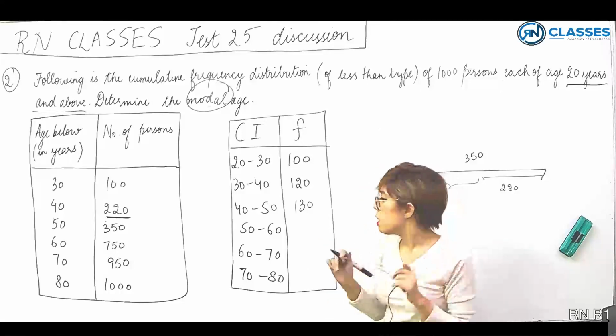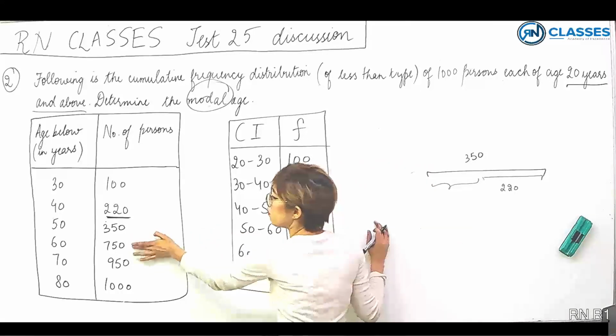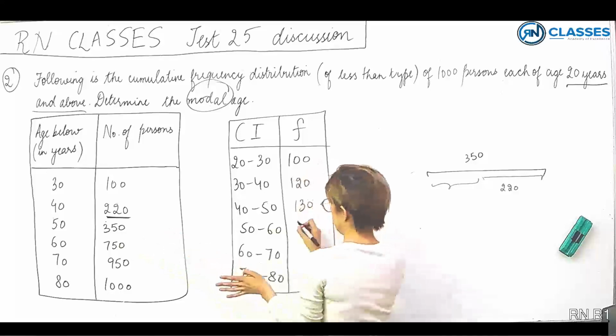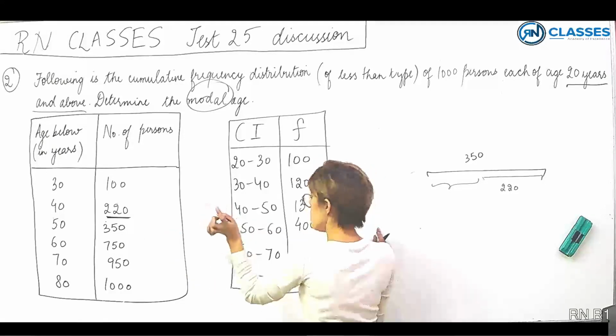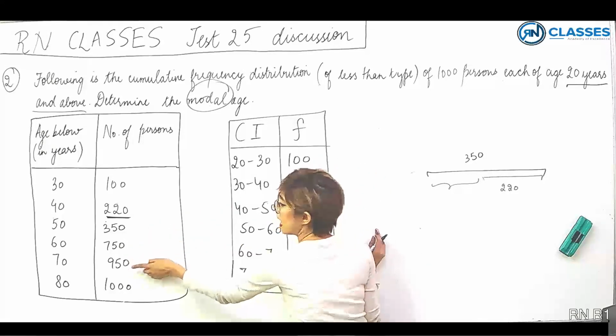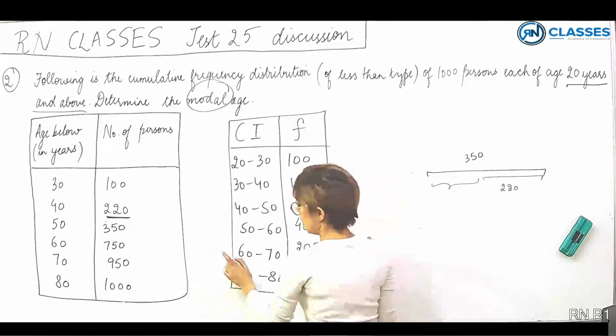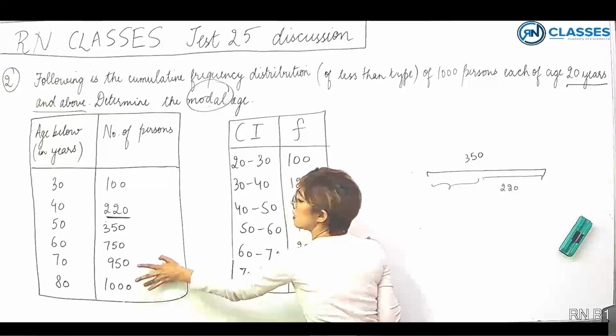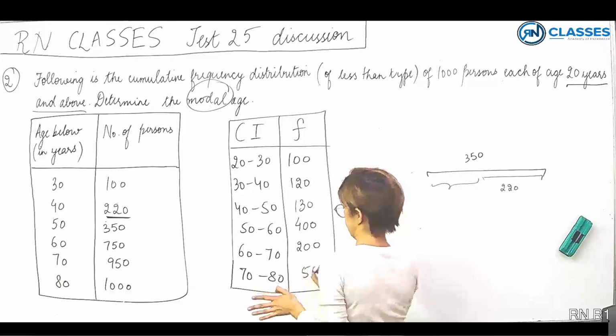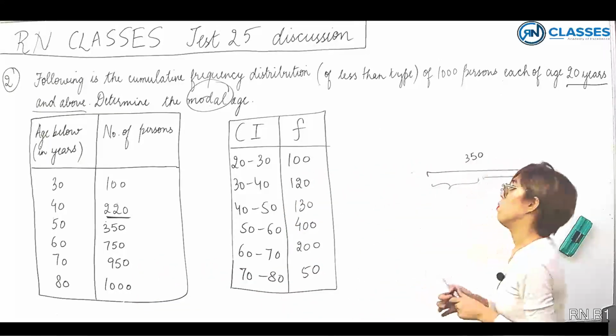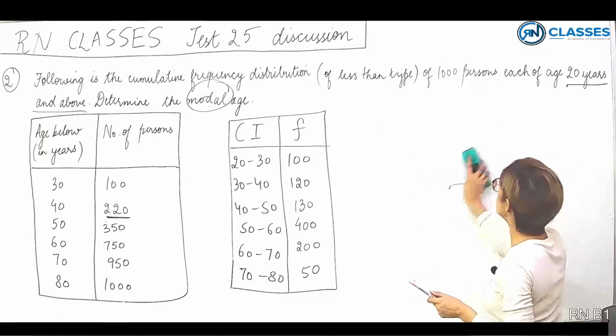Now, you know what is happening. So, 50 to 60 will be 750 minus 350, that is 400. Then 60 to 70, that is 950 minus 750, which is 200. Then 70 to 80, which is 1000 minus 950, which is 50. Done. So I have my table now. I just need to find the mode.